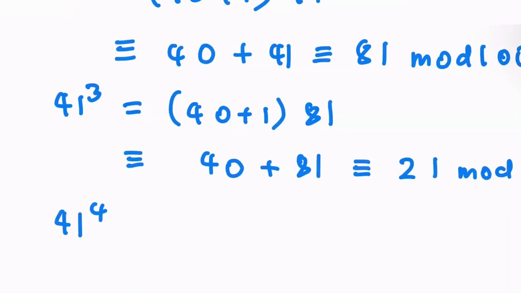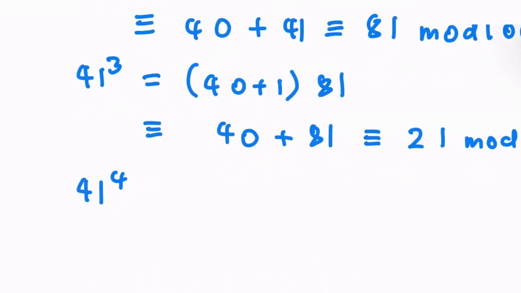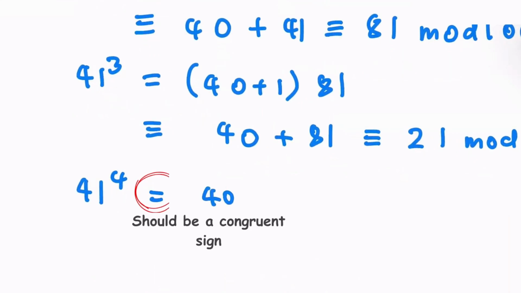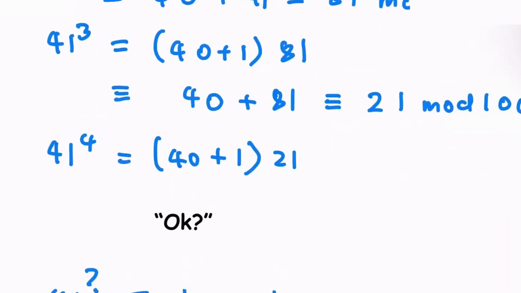Then we try 41 to the power of 4. I will just write out the template for you here at the start, right? So I just take 40 plus 1. Then I times the remainder of the previous one. So I times 21. Okay?